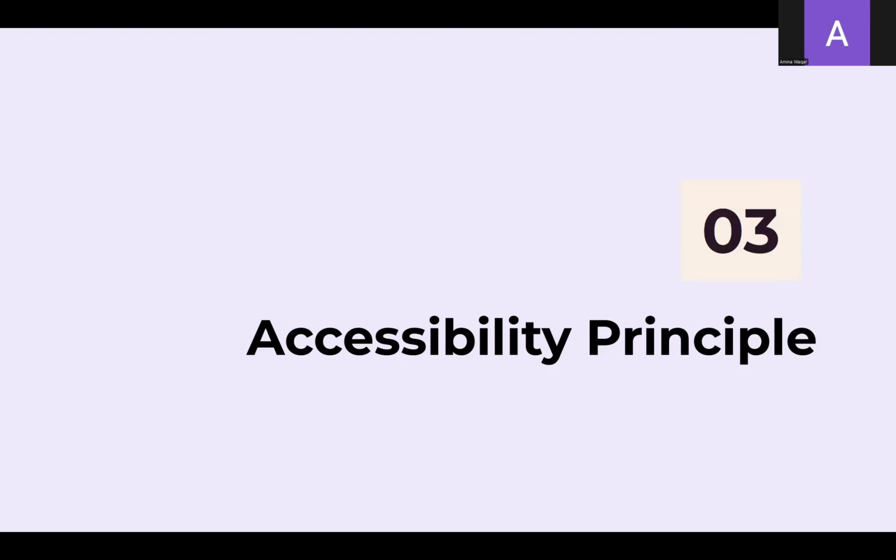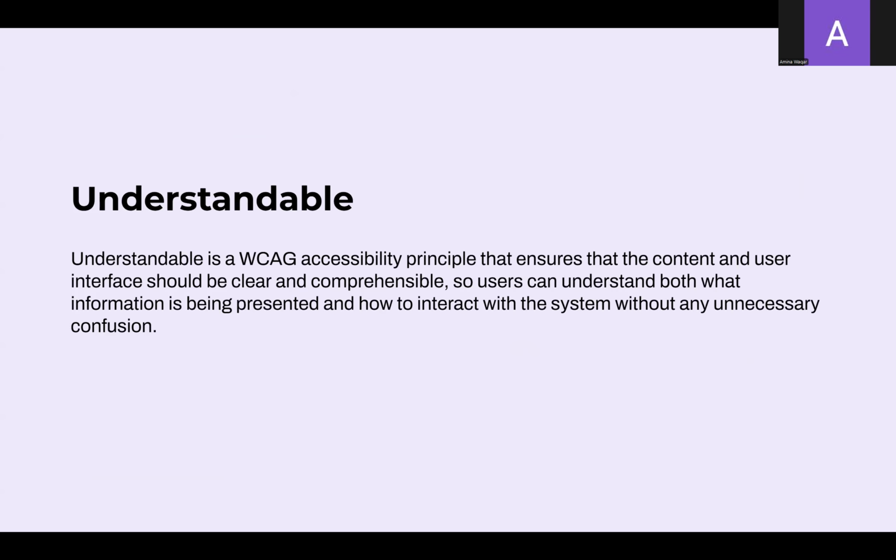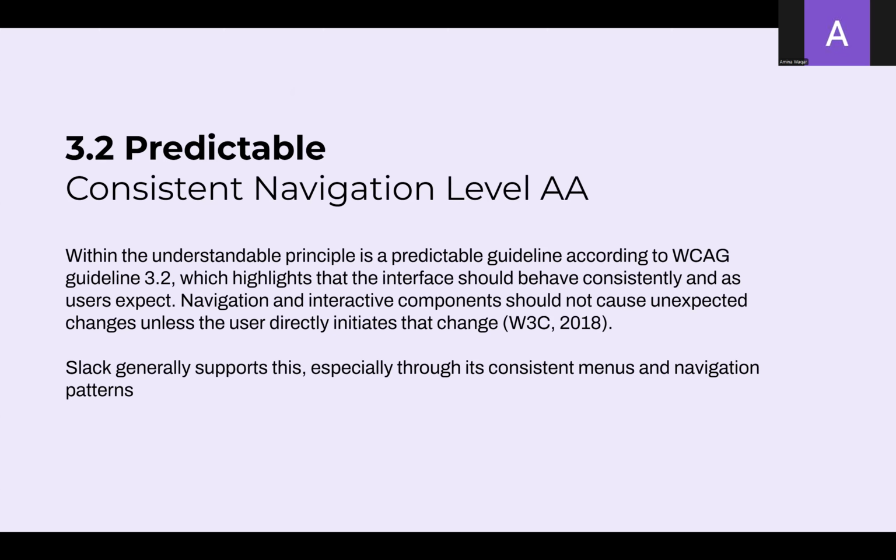Moving on to accessibility principles, this principle is also really important because it defines guidelines that make sure that a product works for people with different abilities and needs. My accessibility principle is understandable, which means that the interface should feel clear, readable, and not confusing. Users should be able to understand what's happening and what things mean, and what to do next without having to guess all the time. One key part of understandable is predictable, meaning the interface behaves consistently so users aren't surprised, especially when navigating through the website. This is according to the WCAG Guideline 3.2, which also highlights that navigation and interactive components should not cause unexpected changes unless the user directly initiates that change.